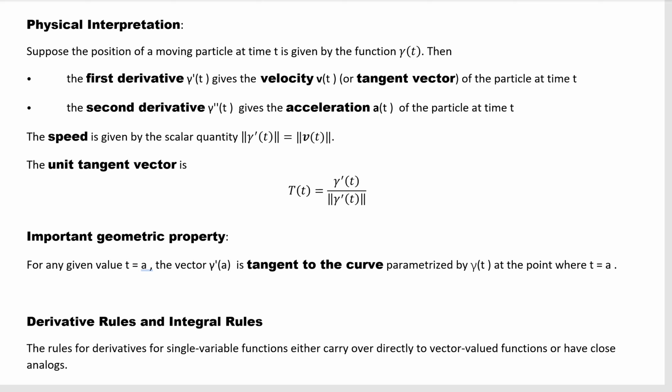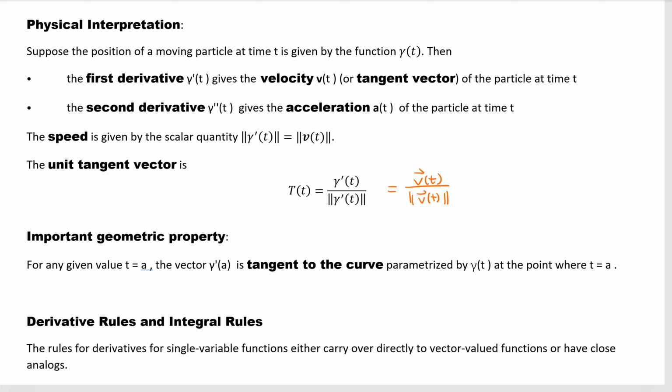So the unit tangent vector, well, first it is the tangent vector, and it's also a unit vector. Unit vector means the length of it is 1. So we have the tangent vector divided by the length of it. This is the same as v of t divided by the length of v of t. That will give us the unit tangent vector.